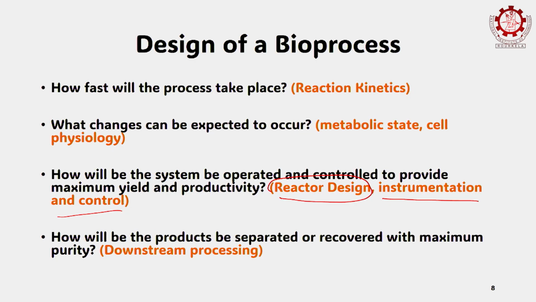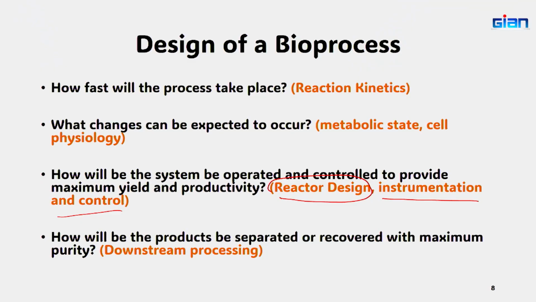So what would be the temperature profile? What would be the pH profile? How much oxygen is going to be purged? What would be the speed of the impeller within the bioreactor? All that has to be controlled. That comes under the topic of process control and instrumentation design. If you're looking into chemical engineering, that would be process control and instrumentation design. So the other aspect of the design of a bioprocess would be how will the products be separated or recovered with maximum purity. So the downstream processing.